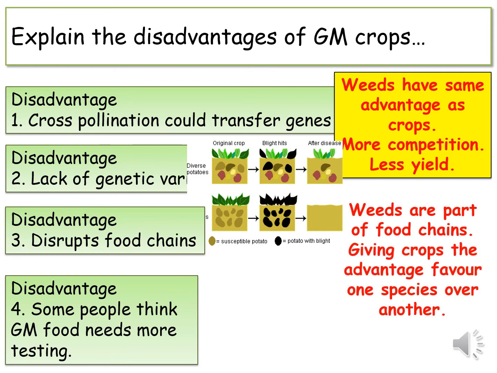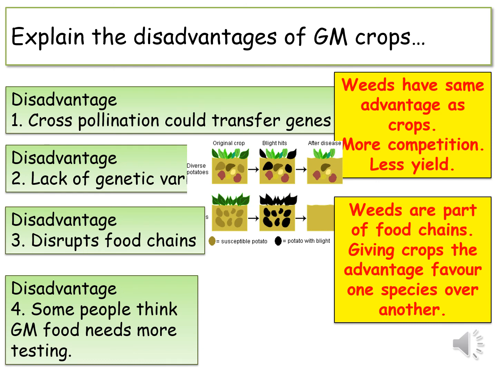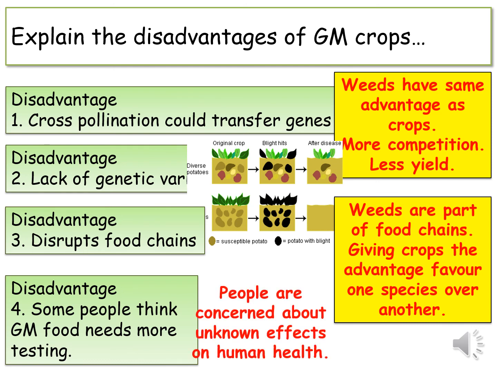It also disrupts food chains, which means weeds are part of food chains, giving the advantage in favour of one species over another. And lastly, some people think that genetically modified food needs more testing because they're unsure about the effects on human health.